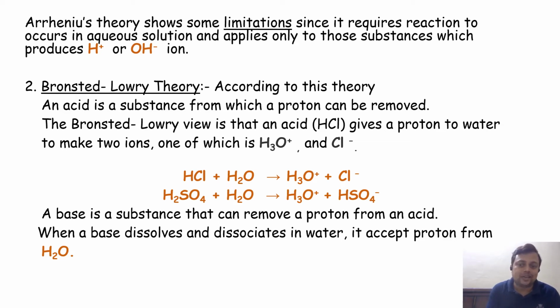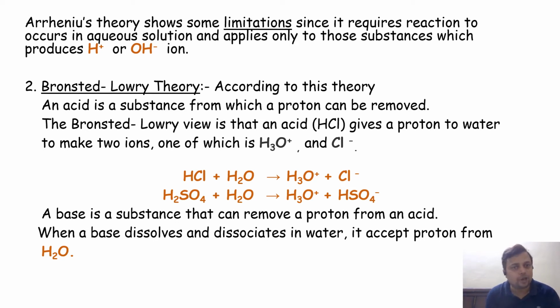HCl produces the H plus ion, NaOH produces the hydroxyl ion, calcium hydroxide produces hydroxyl ion, and H2SO4 produces H plus ion. So those chemicals which produce H plus ion or OH minus ion are explained by the Arrhenius theory, but the others cannot be explained by this theory. So these are the limitations of the Arrhenius theory.